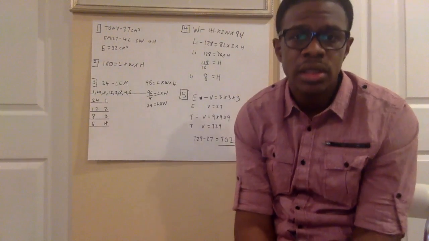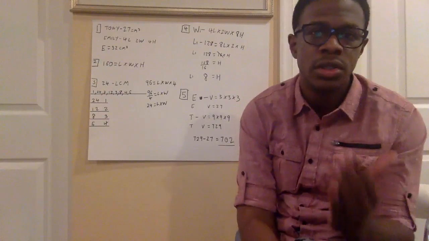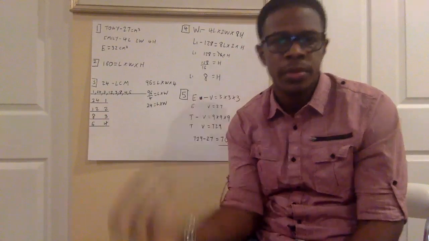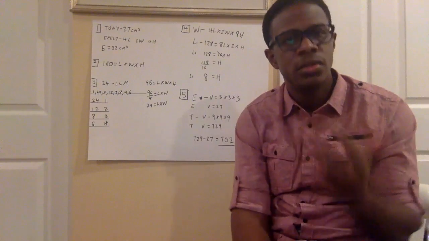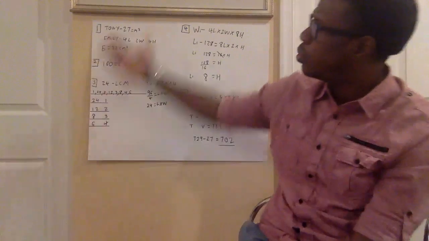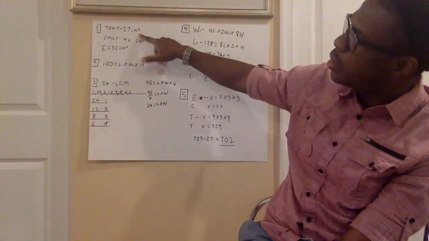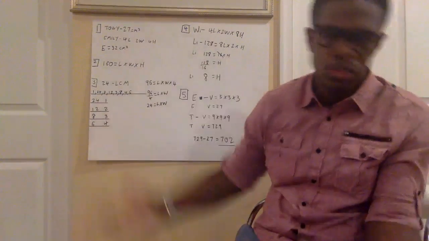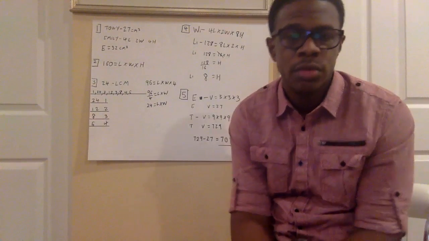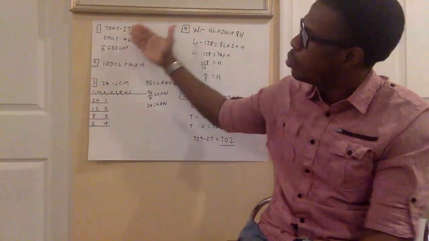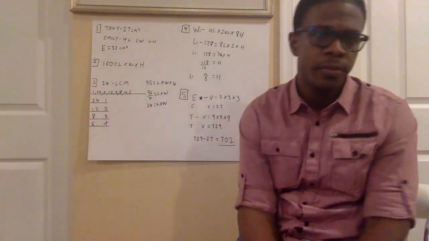Now the question says, how does the volume of Tony's cube compare to the volume of Emilia's? The volume of Tony's cube is less than, greater than, or equal. So we can just look at Tony and Emilia. Is this number greater than, less than, or equal? Just by looking at them, we can see that Tony's is less than. So that's pretty much it for number 1. We're just going to find the volumes and then compare them.